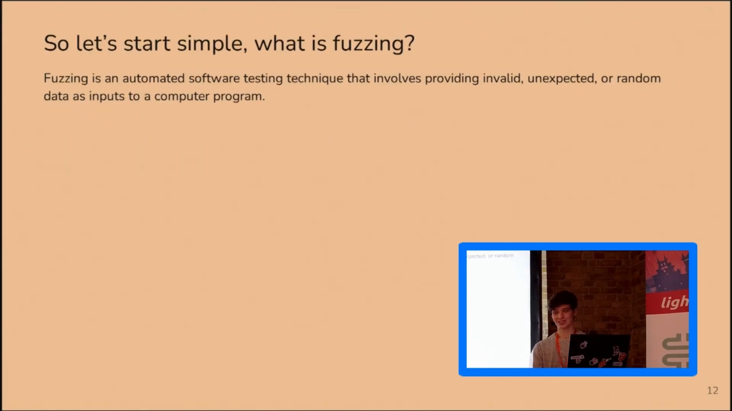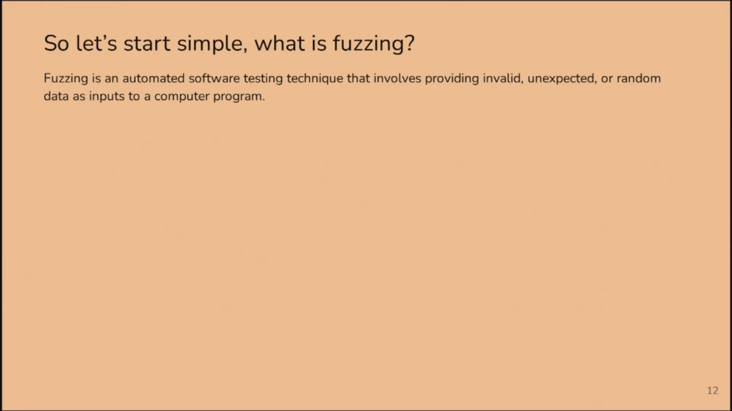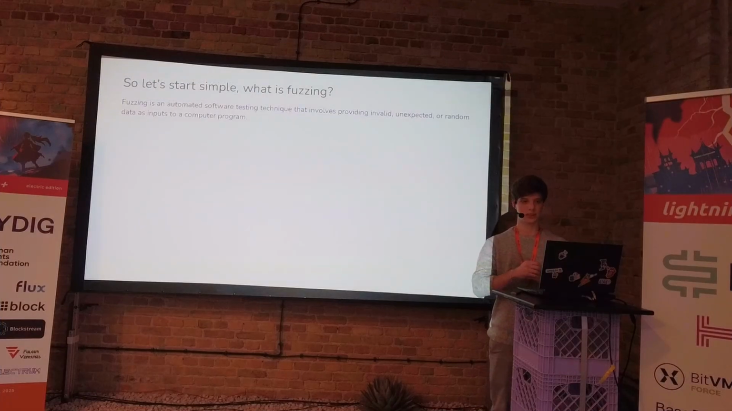So let's start simple. What is fuzzing? Fuzzing is basically a software testing technique which provides random or unspecified data to a program. We'll show a diagram of how fuzzing works.